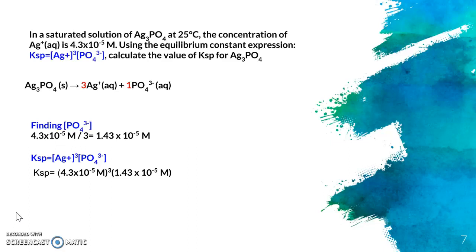From this, we'll see that the KSP will equal 1.14 times 10 to the negative 18th. Also, it's important to notice that the KSP values don't include any units.